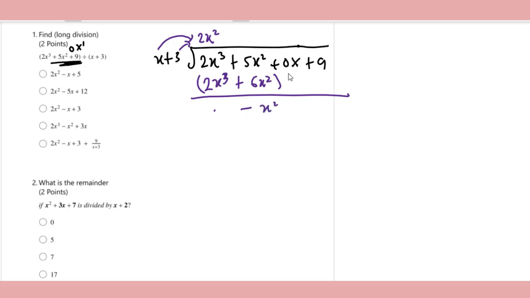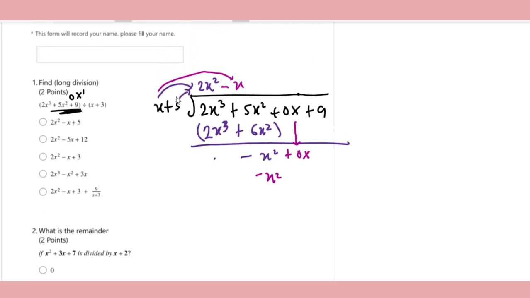Then the next step is bring this one down, plus 0x. We want negative x squared, which means x times negative x gets negative x squared. So 3 times negative x gets negative 3x. Minus negative x squared, minus minus, so positive. So 0x minus minus, so positive 3x.